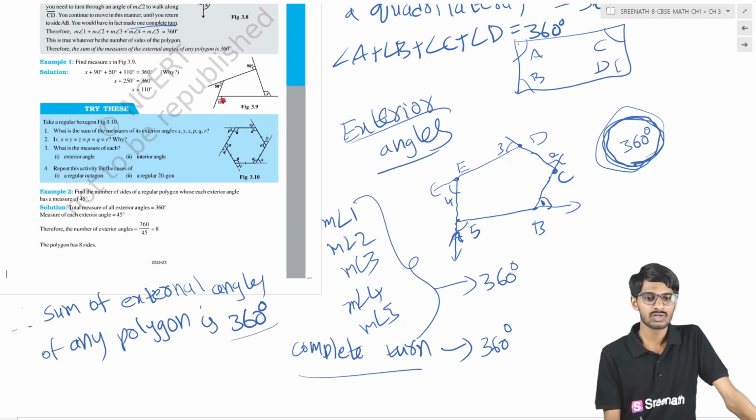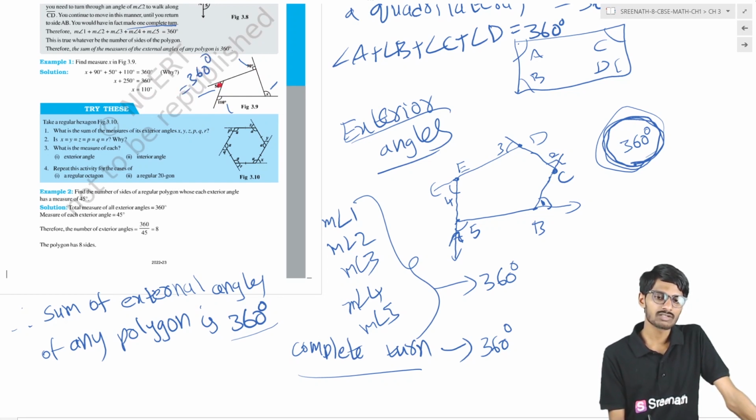In this example, we have to find the value of x. This is an exterior angle, this is an exterior angle, this is an exterior angle. So the sum of all the exterior angles must be equal to 360 degrees. So the angles are 50 plus 90 plus 110. 110 plus 90 is 200, 200 plus 50 is 250. So 250 degrees plus this angle. What is the angle here? We don't know, that is x degrees. So all these are 250 degrees and this is x degrees. So what is the value of x? 360 minus 250, that is 110 degrees, students. So finally, we have found the answer.